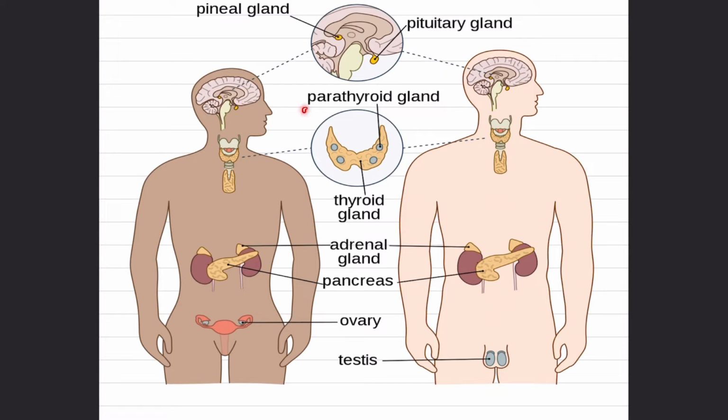The third is the parathyroid gland, which is a bilobed, capsulated gland. The fourth is the thyroid gland. Then we have the adrenal gland, which is also known as the suprarenal gland. Then we have the pancreas, and then the ovary in females and testes in males.